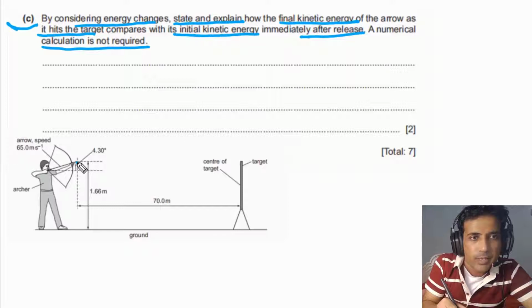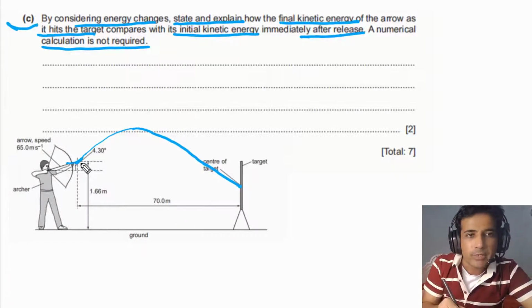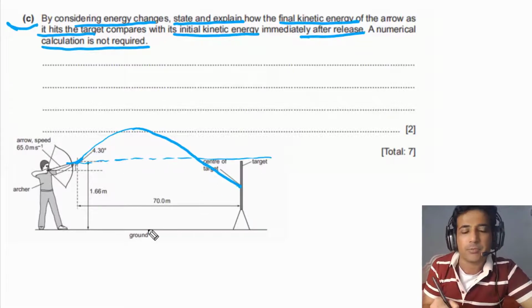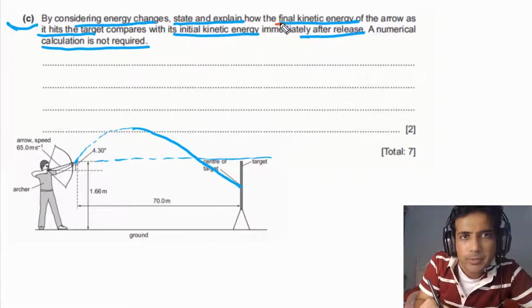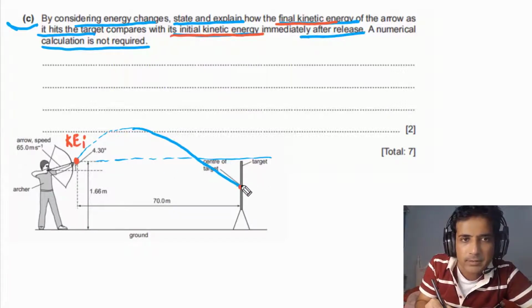Let's try to look at the motion of this arrow. We have already discussed this arrow. First of all, it will go up, it will reach the maximum height, and then this arrow will start falling downwards. So the motion of the arrow will be somewhat like this. We can also draw a horizontal line here at this point. For this question, simply we need to compare the final kinetic energy with the initial kinetic energy. It simply means that at this point the arrow has certain kinetic energy. We can say this is initial, and when it hits the center of the target, it has certain kinetic energy. That one is the final kinetic energy.